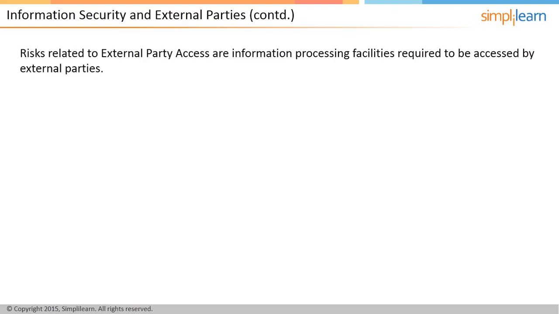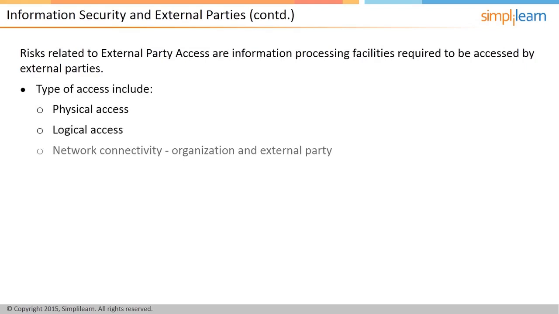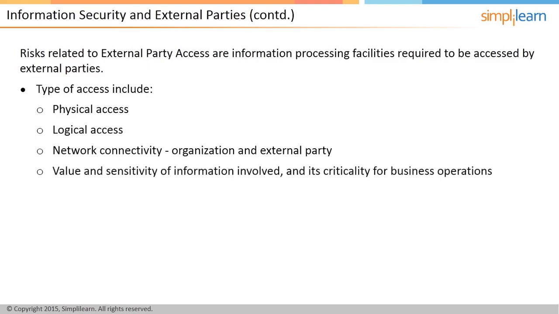The risks related to external party access concern information processing facilities required to be accessed by external parties. These types of access include physical access, logical access, network connectivity between the organization and external party, value and sensitivity of information involved, and its criticality for business operations, and legal and other regulatory requirements.